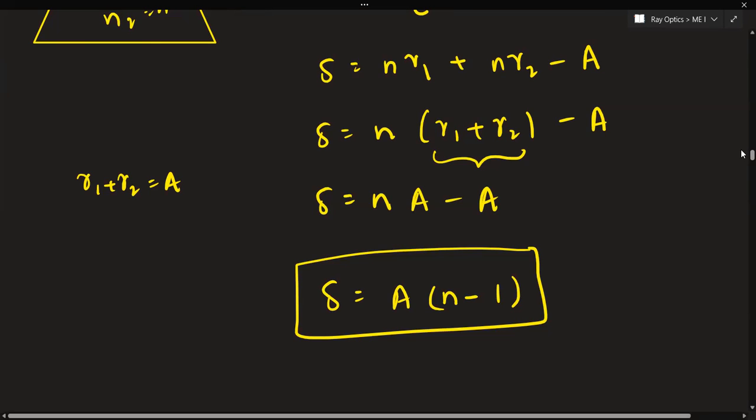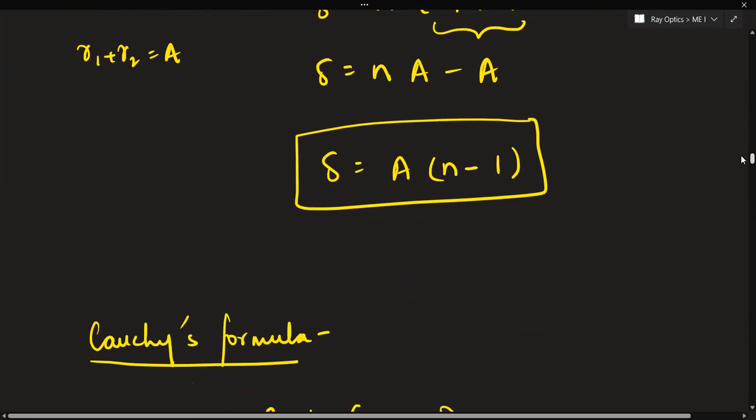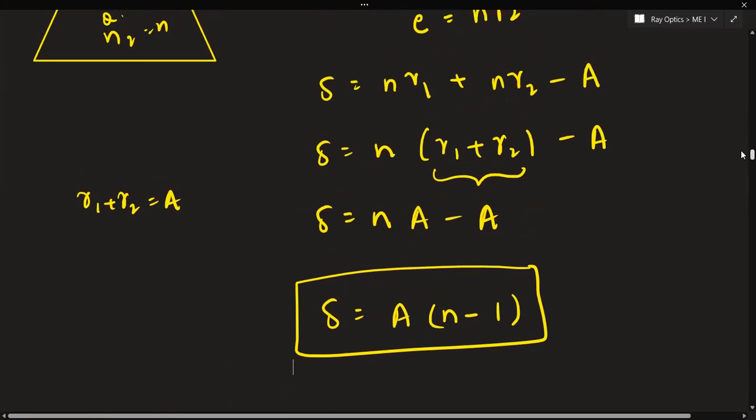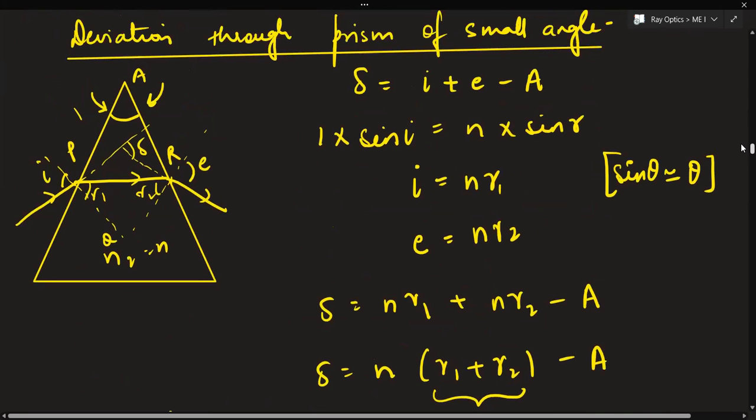Then you have very small topics left like angular dispersion, dispersive power, Cauchy's formula, and dispersion and all. So do this, then we'll wrap up the lesson by those theoretical topics that you have. Note this down.